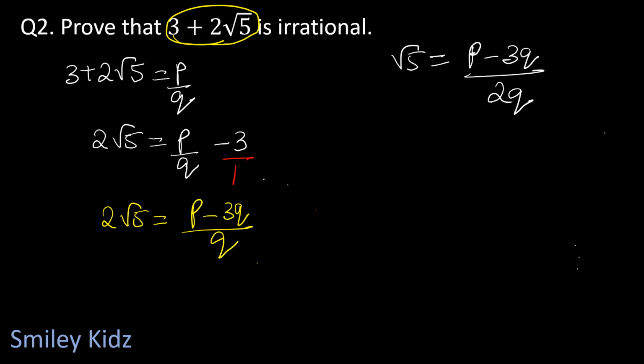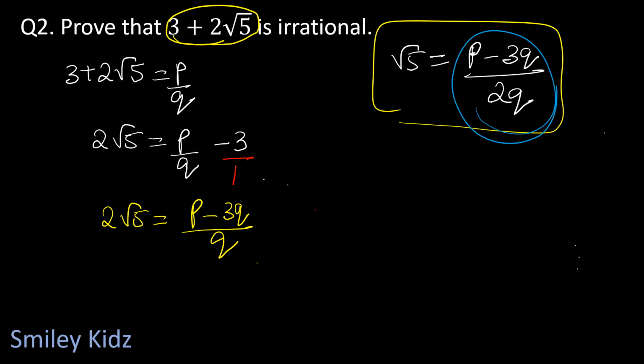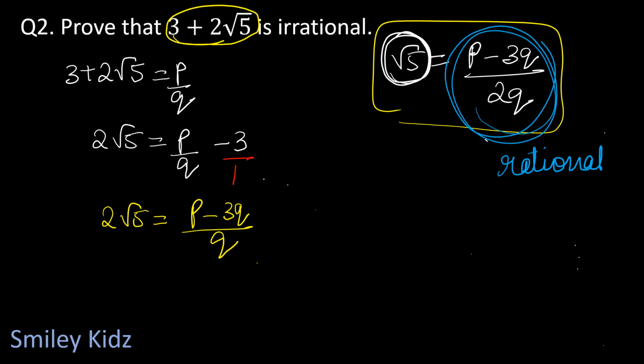Now have a look at this particular equation. We observe that the RHS, that is P minus 3Q upon 2Q, is a rational number. Why is it a rational number? Because P and Q are integers, isn't it? But when you look at the LHS, we know that root 5 is what? It is an irrational number.